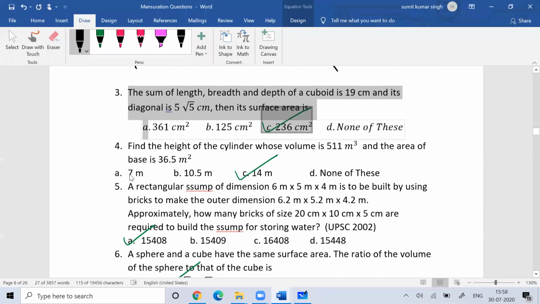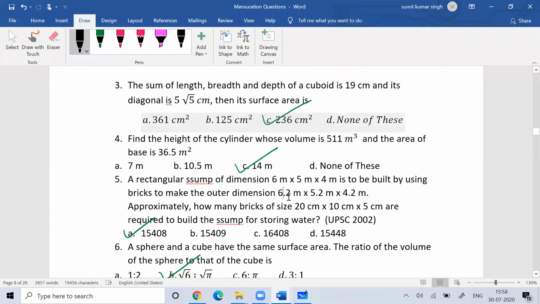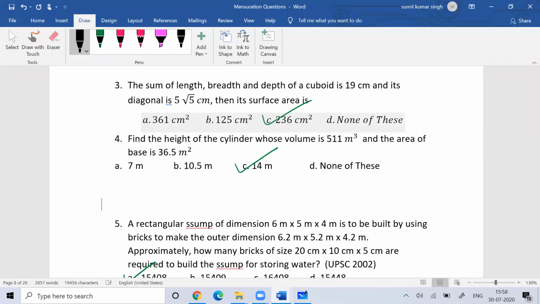Okay. Now cylinder, I already talked about cylinder. Here they are asking to find the height of the cylinder whose volume is this much and the area of base is this much. Very easy problem. You know the formula of cylinder, pi r square h. Pi r square is the area of base and h you have to find, and volume is given to you, 511. You just need to divide 511 by 36.5.